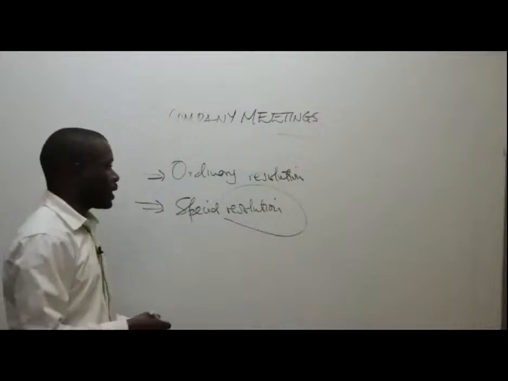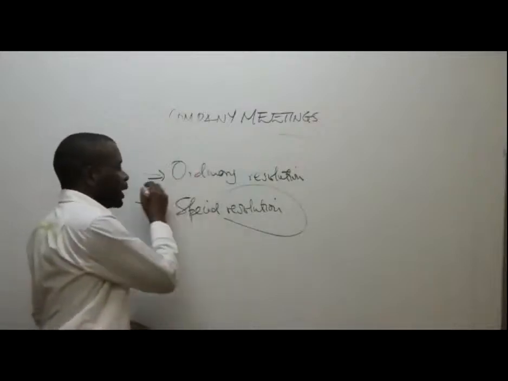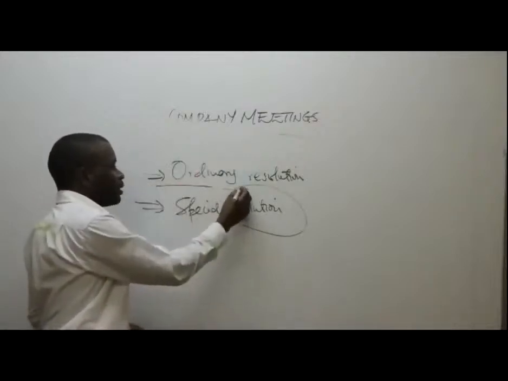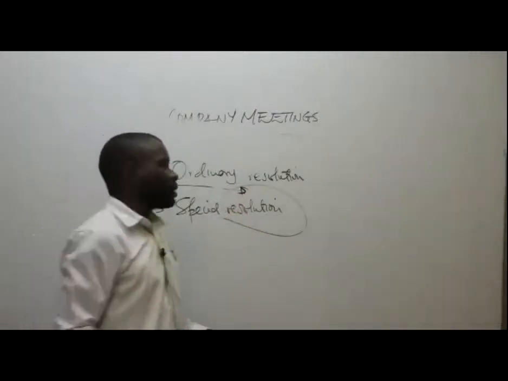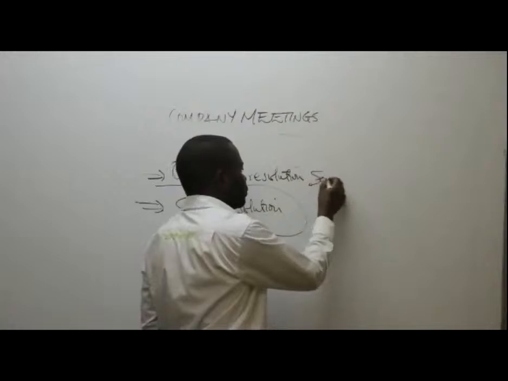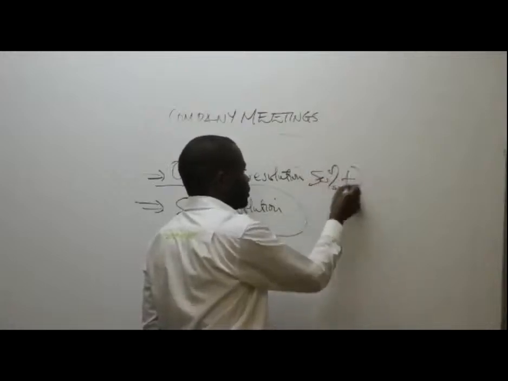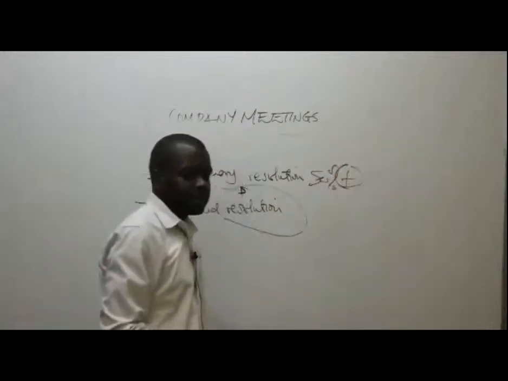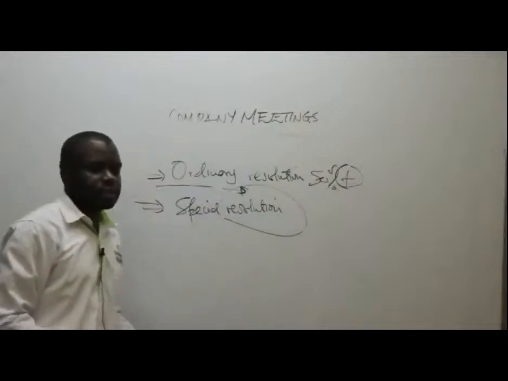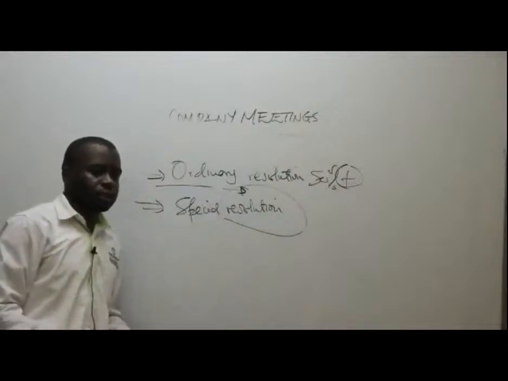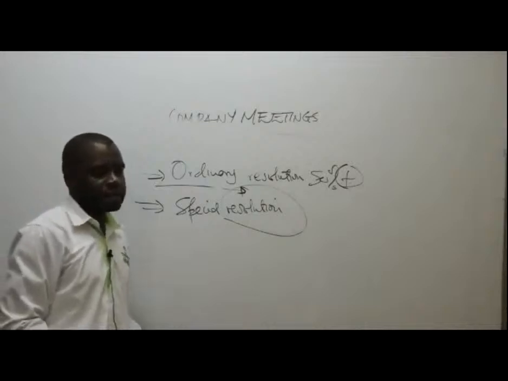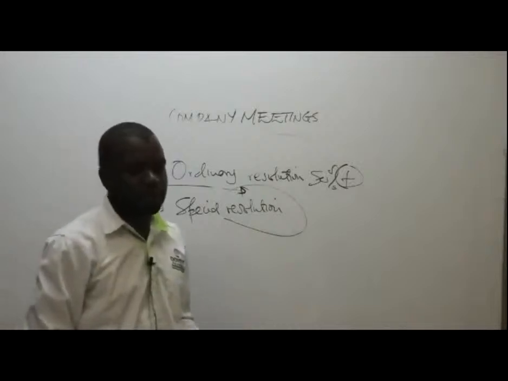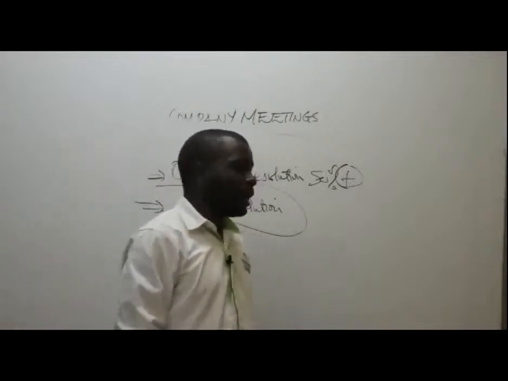So when you talk about an ordinary resolution, it is simply a resolution that requires what we call a simple majority to approve. A simple majority simply means so long as it is 50% plus, 50% plus is quite enough to approve such kind of a resolution. So an ordinary resolution is one that will be approved by a simple majority. A simple majority, we mean 50% plus.